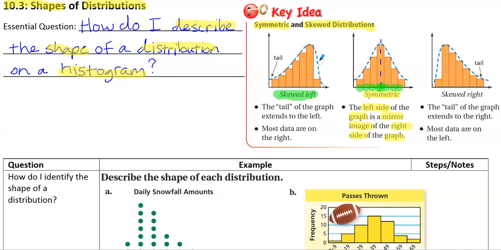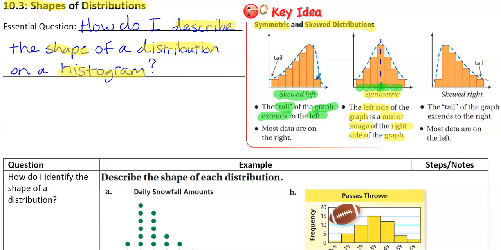The way that I think of it is as a slide. Like if you're a kid, you have to climb a ladder and then you slide down the slide, and you'd be sliding down to the left. So this is skewed left. Skewed just means not symmetrical. And this says the tail of the graph extends to the left.